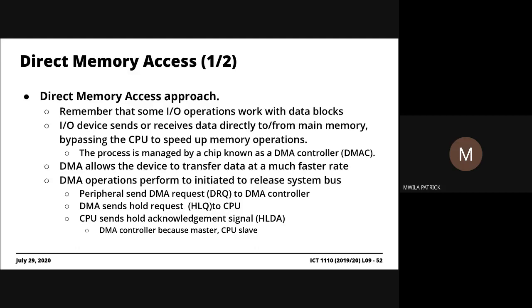It has access to the system bus. But on the other points where you say the DMA sends a hold request, at what point does it send the hold request, and what is that hold request? And then the CPU also sends a hold acknowledgement. Is it when the DMA has finished using the system bus that those requests happen? And what are those requests?